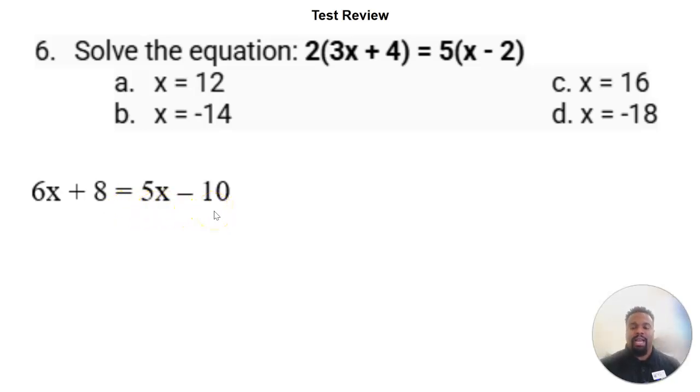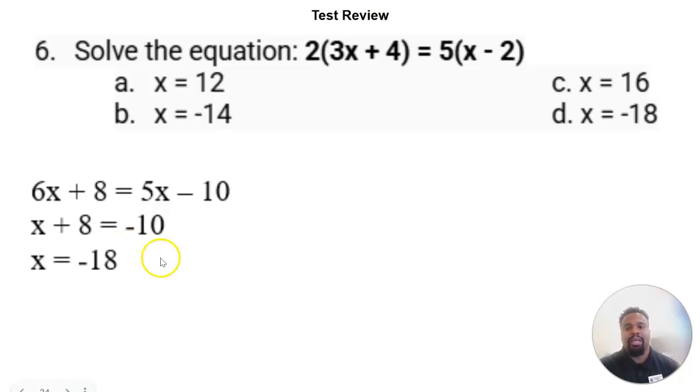Now that we got variables on both sides, we're going to bring the variable to one side of the equal sign. So I want to bring 5x over to the left because that's just the smaller coefficient. So I'm going to do the inverse operation. I'm going to subtract. So I'm going to do 6x minus 5x. That gives you 1x or just x. So I'm left with x plus 8 equals negative 10. And then to solve for x, I want to subtract 8 on both sides. Negative 10 minus 8 gives you negative 18. So the answer to this would be D, negative 18.